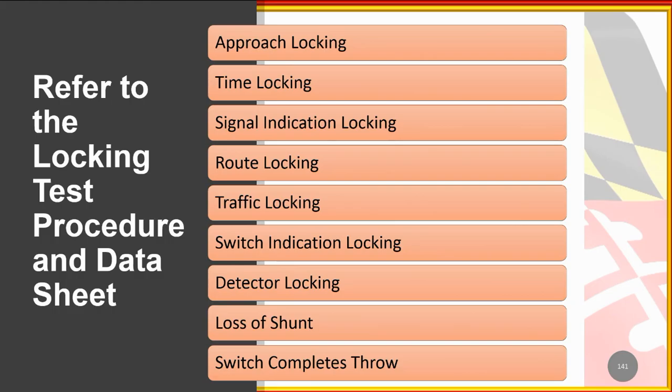And then the last test is the switch completes throw. You can probably picture what that test is. If the track switch begins to move, the switch complete throw test ensures that while a track switch is in transit, while it's moving, and if the track switch fails or becomes occupied, the track switch will complete its throw. It'll continue to move. And that's it.